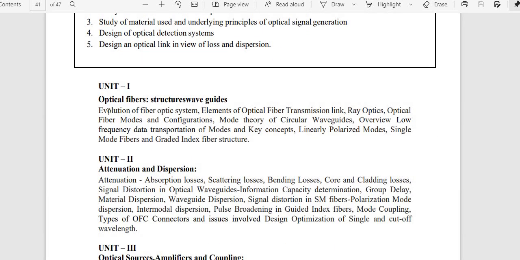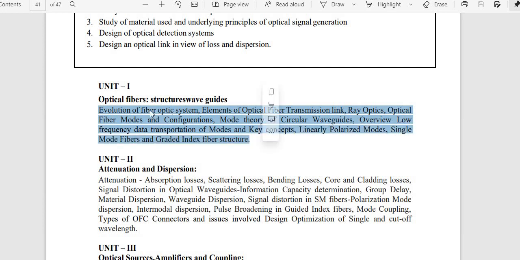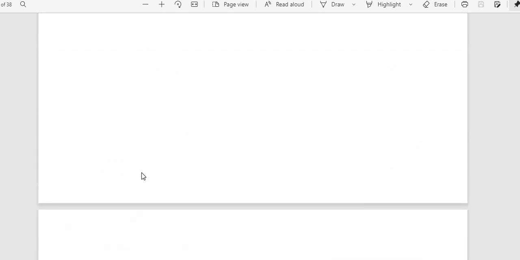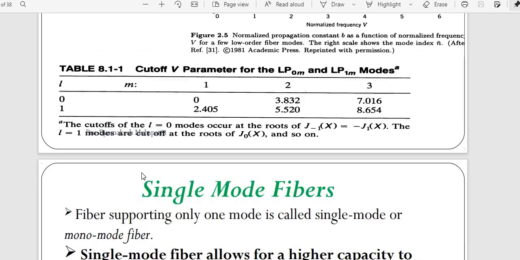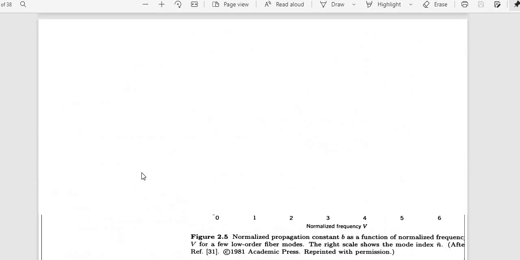Till now, students, we covered evolution of fiber optics, elements of fiber optic transmission link, ray optics, optical fiber modes and configuration, mode theory of circular waveguides, overview of low pass frequency data transportation of mode and key points, linearly polarized mode. Single mode and gradient index are left out, so we need to learn about single mode and gradient index.